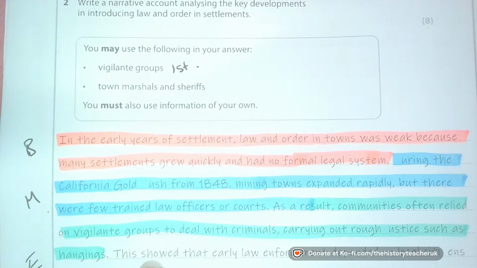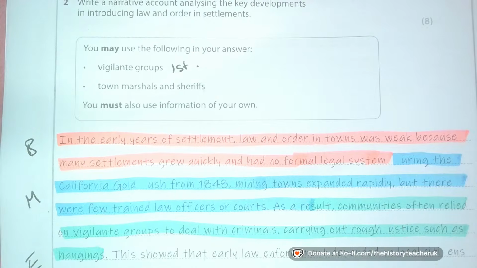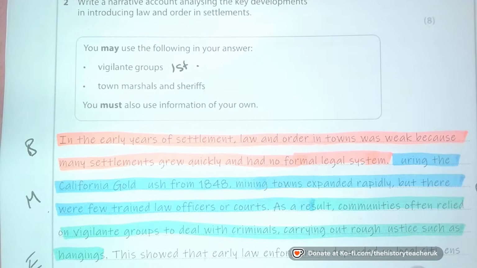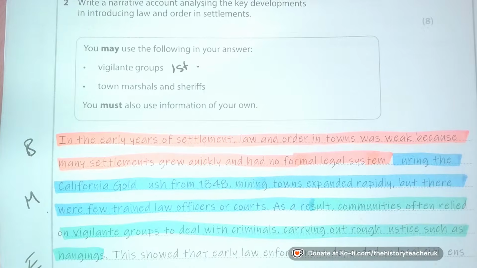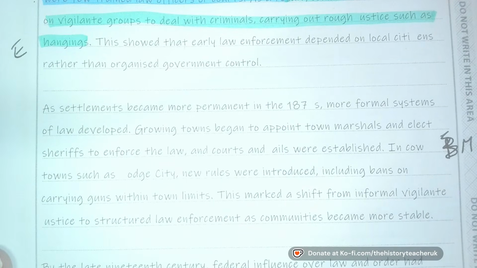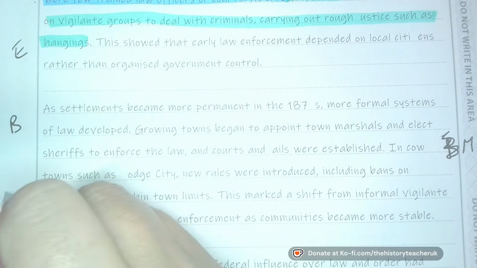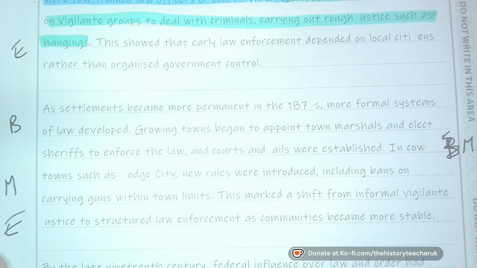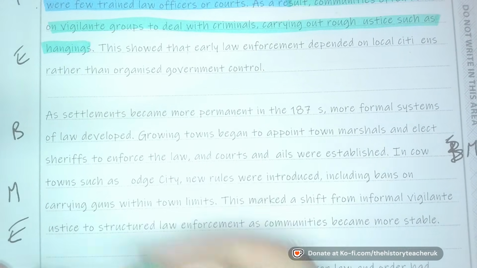Okay, and then I've got a little sentence that just sums up what's happening. This shows that early law enforcement depended on local citizens rather than organised government control. Then I'm going to go on to my next paragraph, and again this is going to have a beginning, a middle and an end. So what happens at the beginning?